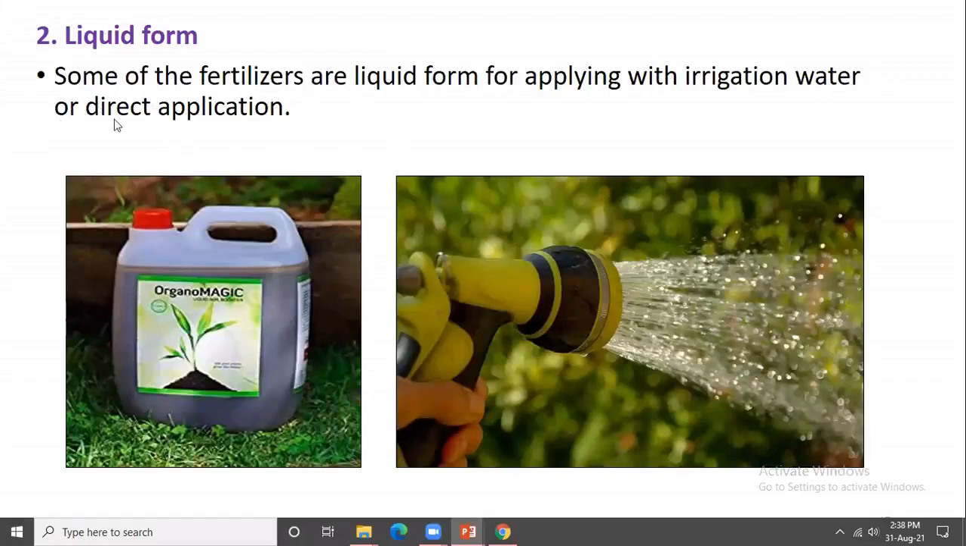Okay, then liquid fertilizer. Some fertilizers are in liquid form for applying with irrigation water or direct application. We can apply liquid fertilizer directly, or otherwise mix it with water and apply it to the plant. In Sri Lanka we use a low amount of liquid fertilizer, mostly solid fertilizer, but this form is also available.